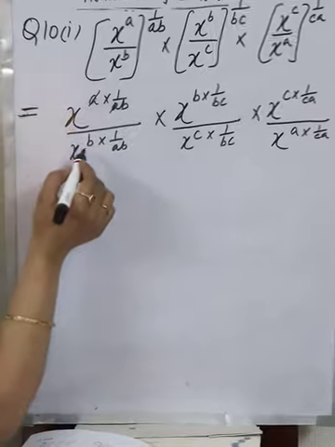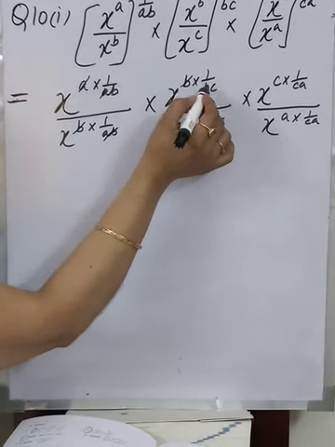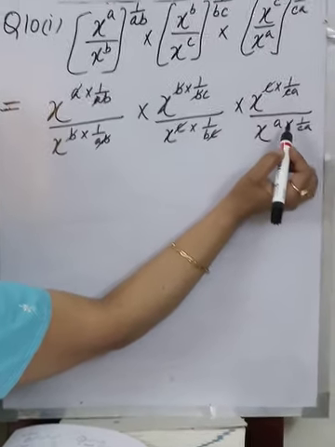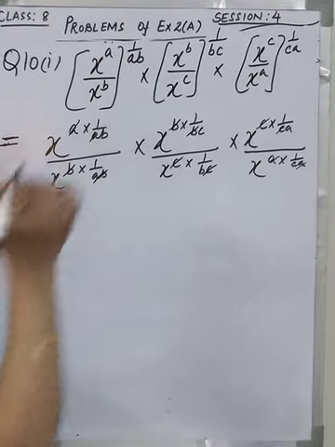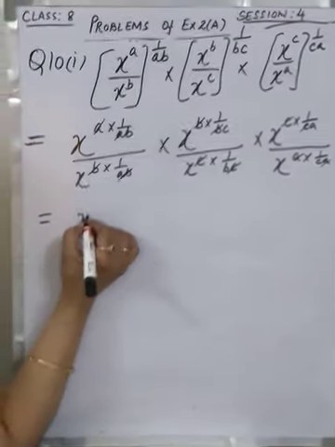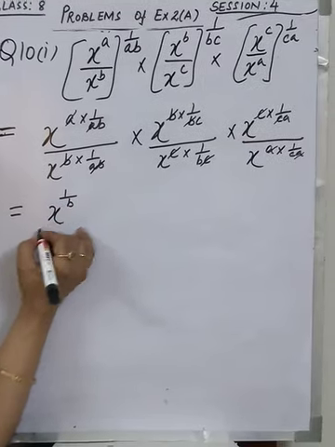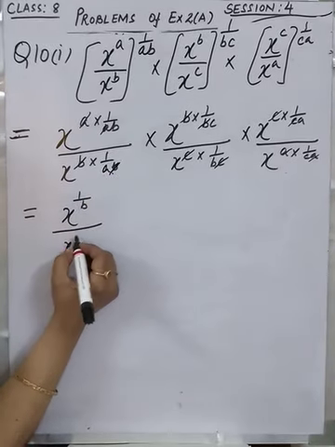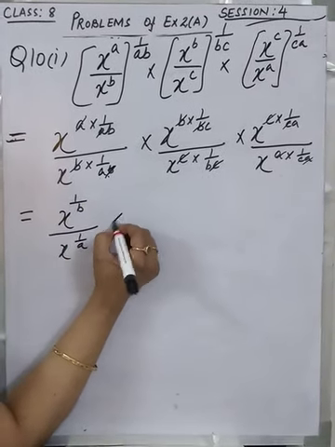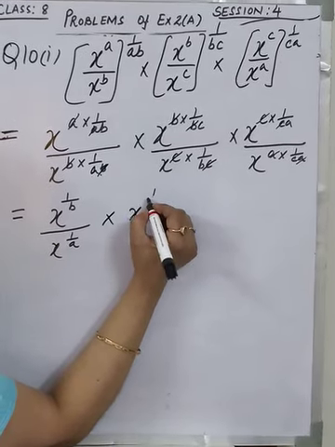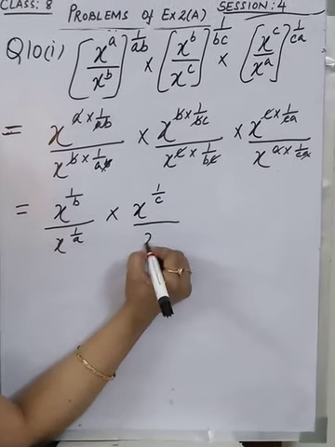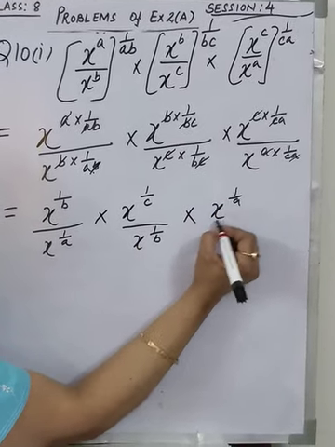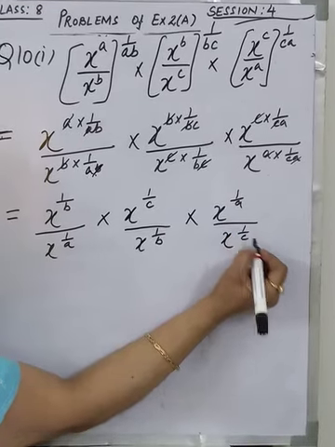This a and a get cancelled. Here b and b. Here c gets cancelled. In this term, c gets cancelled in the numerator and a gets cancelled in the denominator. So what are we left with? X to the power 1 by b upon x to the power 1 by a, only b is cancelled, not a here, into x to the power 1 by c, x to the power 1 by b, x to the power 1 by a, x to the power 1 by c.